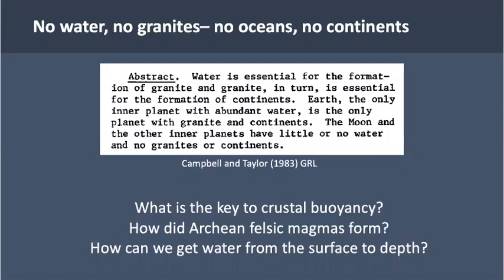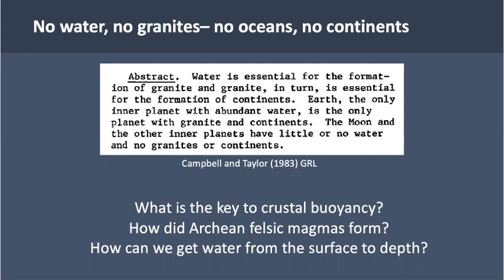There are some really nice points raised in this paper, and one of them is thinking about the crust as a buoyant body and how we actually get buoyancy of the continental crust. Ultimately that's the formation of felsic magmas. So one thing we're going to explore next is felsic magmas on the early Earth, thinking about how they formed and what we know about that.